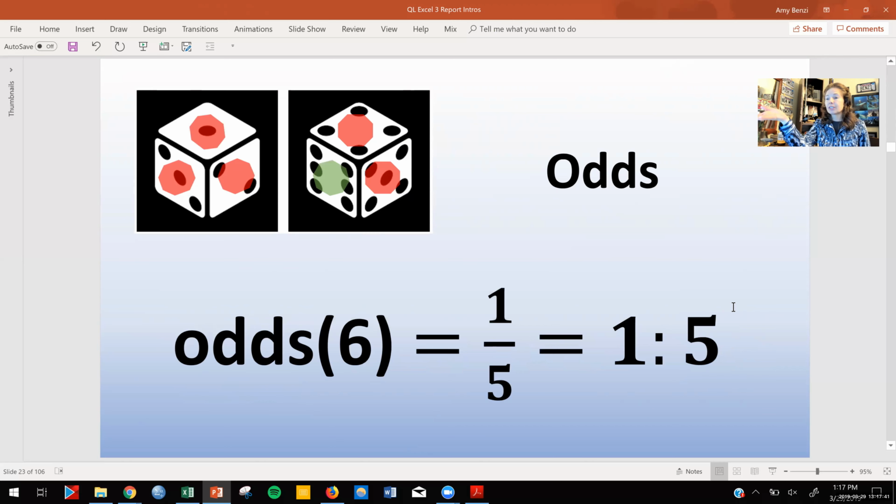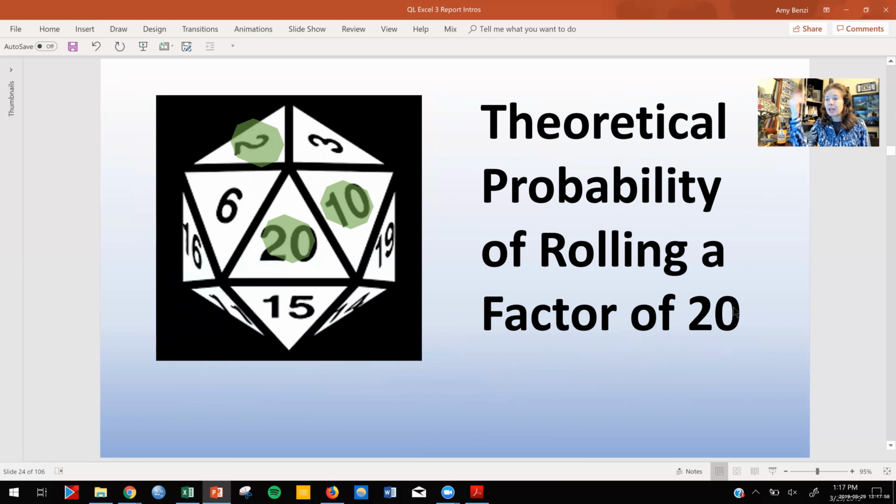And you can often see odds written this way, 1 in 5. And you guys can think about sports teams. You'll see their stats listed 7 to 3. That means they won 7, lost 3, played a total of 10 games. So odds work like that. All right, let's look here.